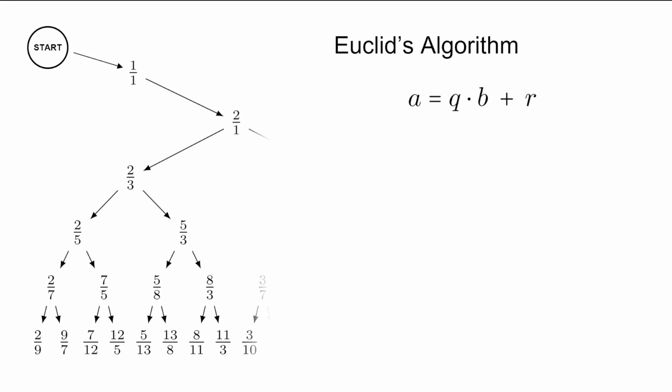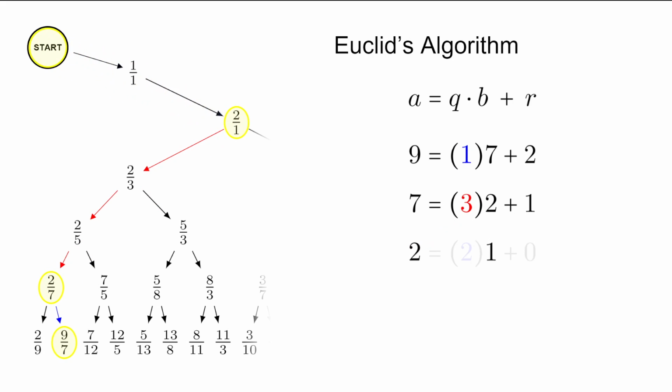To demonstrate what happens, let's focus again on 9/7 at the bottom of the tree. Look what happens when we perform the algorithm on 9 and 7. Right away, we notice that the multiples 1, 3, and 2 are the number of left and right movements in the tree. And if we look closely, we'll see that the values of b and r can be found as the numerators and denominators of the fractions at the turning points.